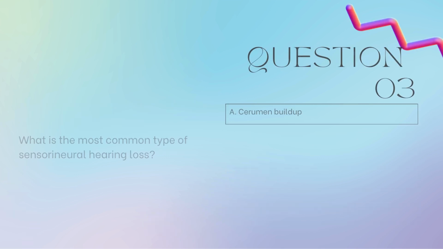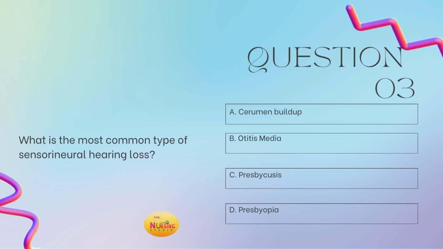Okay. All right, and lastly, question number 3. What is the most common type of sensory neural hearing loss? Is it A, cerumen buildup, B, otitis media, C, presbycusis, or D, presbyopia? Take a moment and tell me what you got.